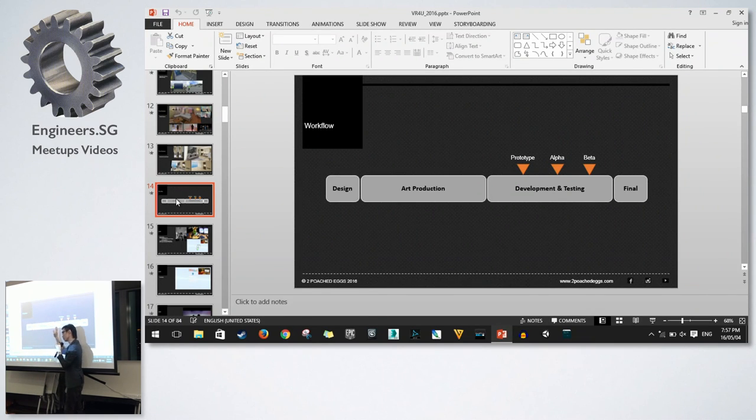The art production stage really did take 2 weeks. We had about 4 artists working for 2 weeks. That's 10 man days times 4, so 40 man days. For the development phase, we only had one developer, one coder, to put all the art assets together, test it and send it up. So again, 2 weeks, 10 man days, one developer. So you add it up.